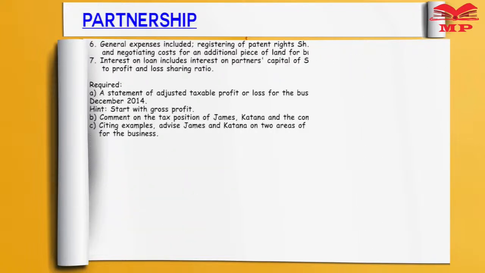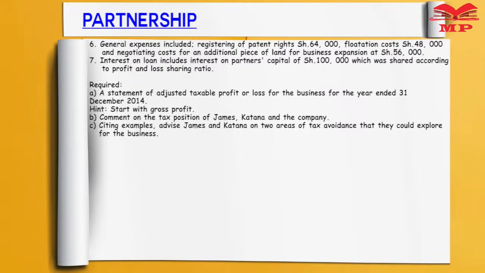Number six, general expenses included registering of patent rights 64,000, flotation costs of 48,000, and negotiating costs for an additional piece of land for business expansion at 56,000. Number seven, interest on loan includes interest on partner's capital of shillings 100,000, which was shared according to the profit and loss sharing ratio. Required one, a statement of adjusted taxable profit or loss for the business for the year ending 31st December 2014.